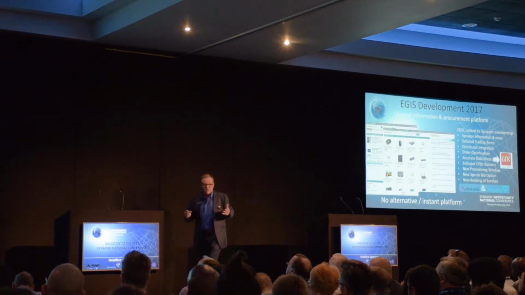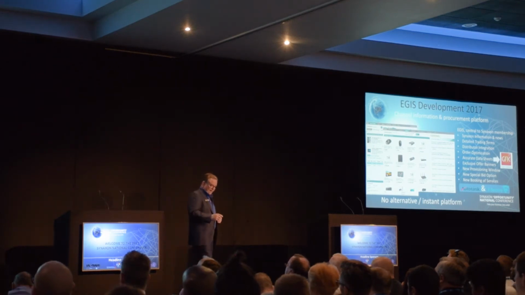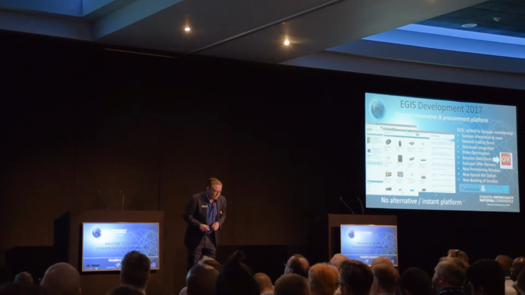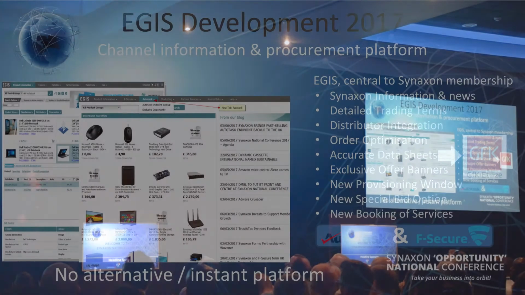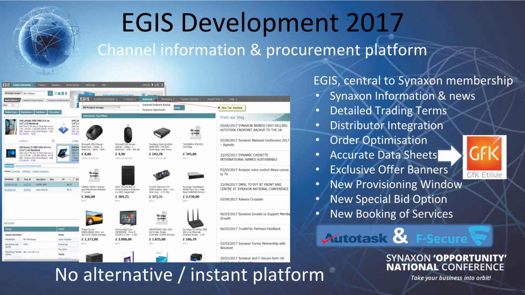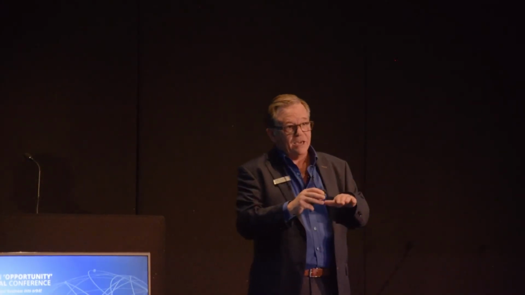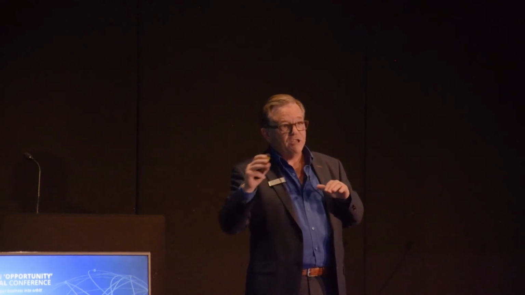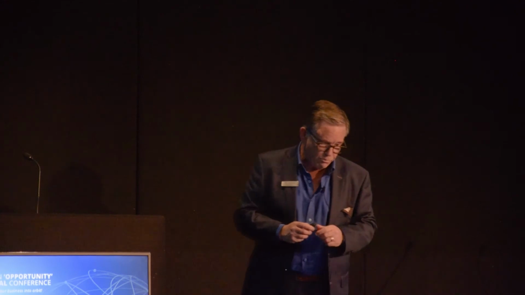Accurate data sheets: I think you all know we use GFK Etalize. Banners: you can't see it, unfortunately, because of the way that slide's done, but behind where that arrow points up, we've now got banners on different pages on EGIS, and these will be expanded. These link back to different areas so that you can get full information. The one that's hidden behind there is actually F-Secure.